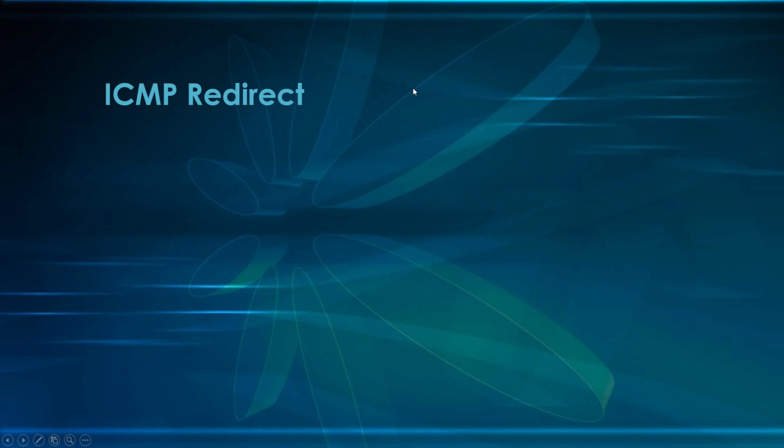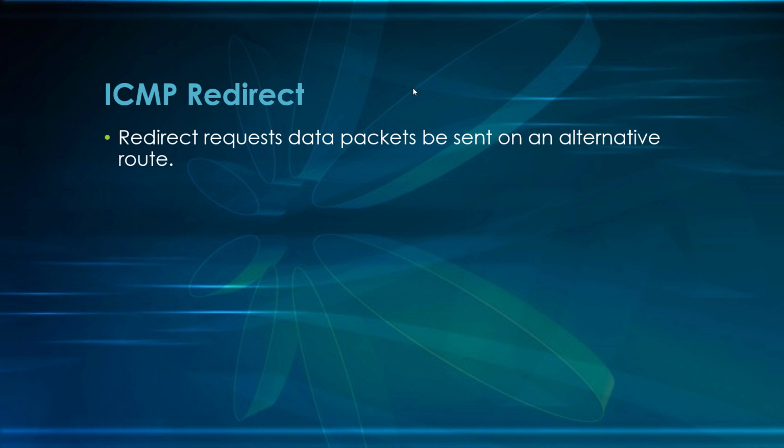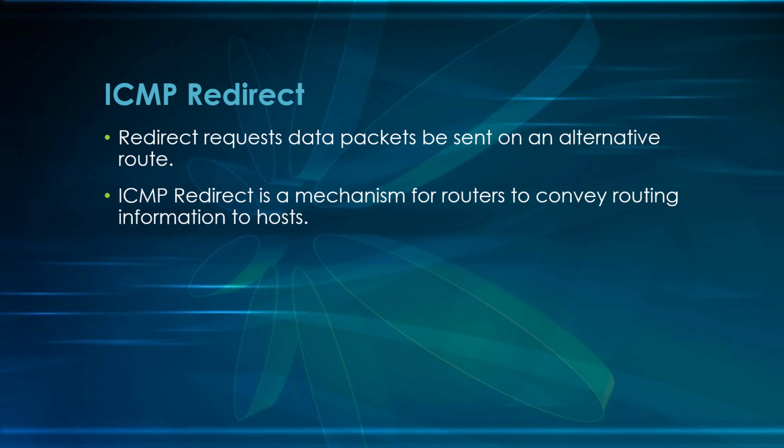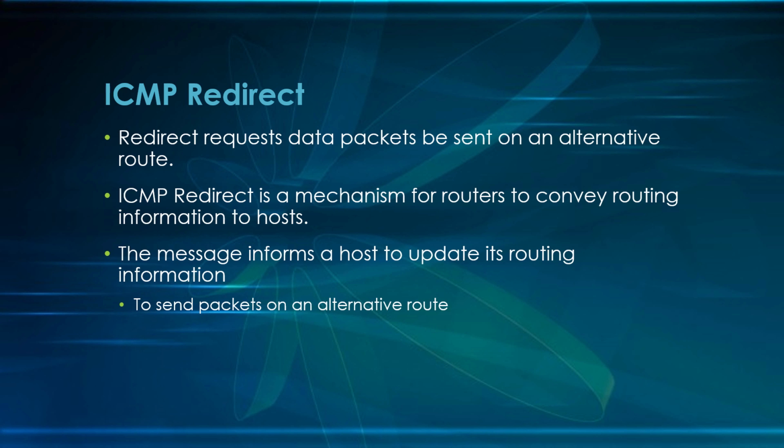Now then we have ICMP Redirect. Redirect results in the request data packet being sent to an alternative route. ICMP Redirect is a mechanism for routers to convey routing information to hosts. The message informs a host to update its routing information to send packets to an alternative route. So what does this mean?